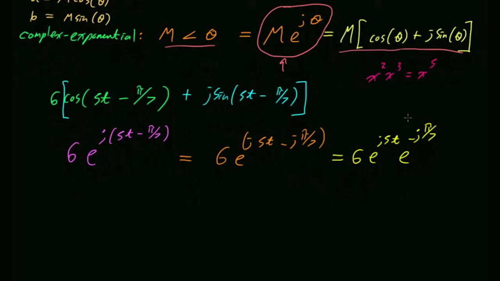X to the 5th, right? This is the same move, right? If I've got 2 things and I'm multiplying them together, I can just add their exponents. So I'm just doing the backwards of it, right? I'm taking x to the 5th and breaking it into x squared and x cubed.